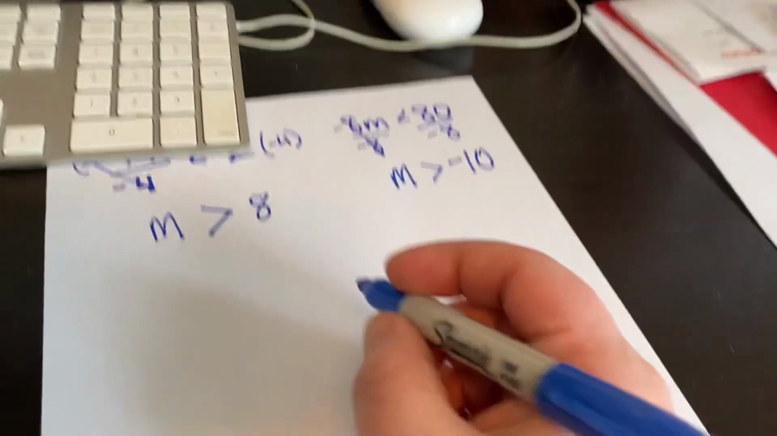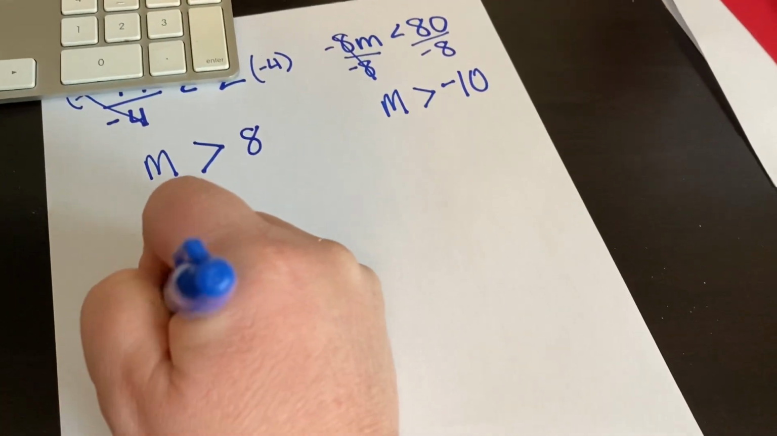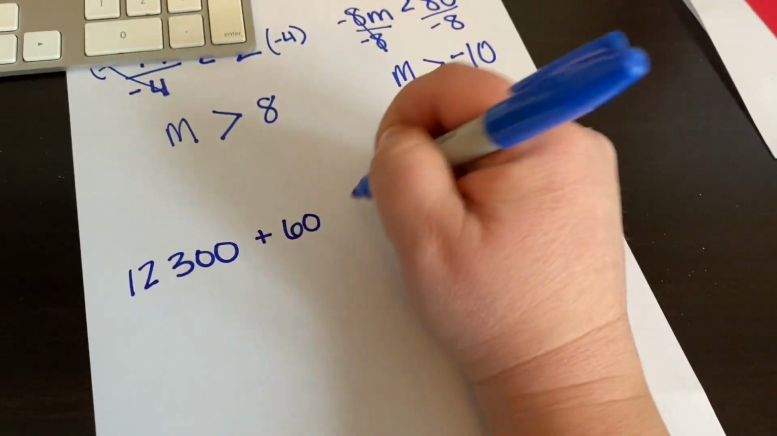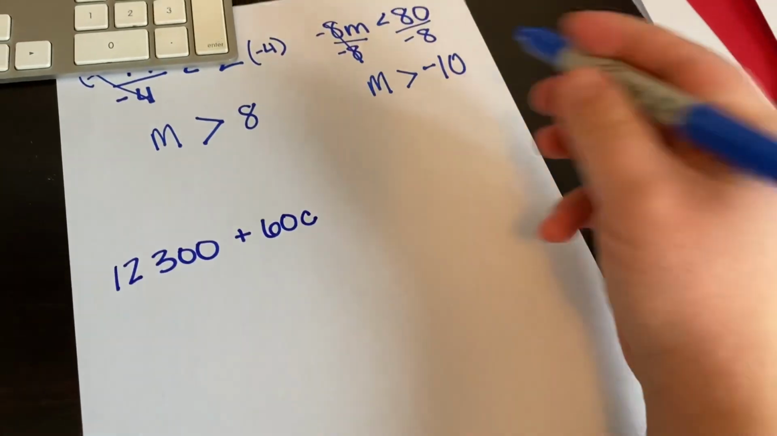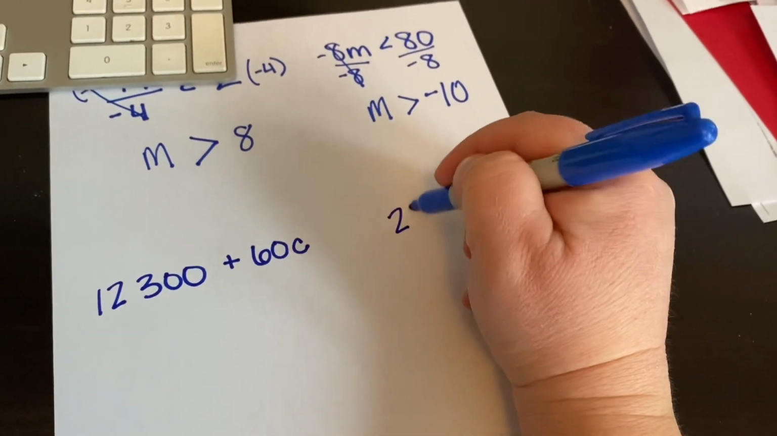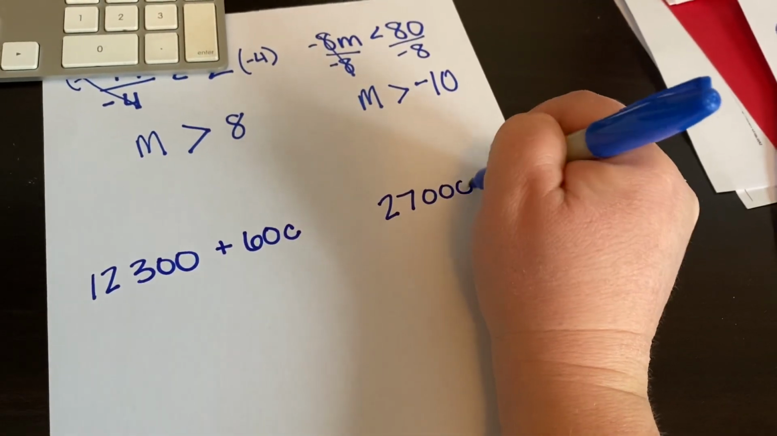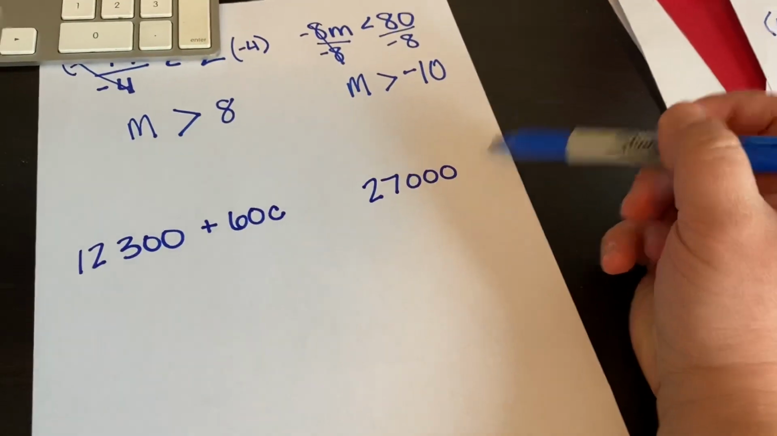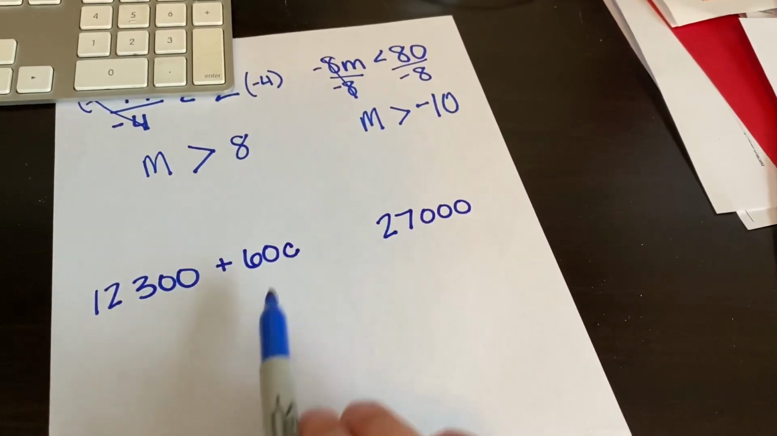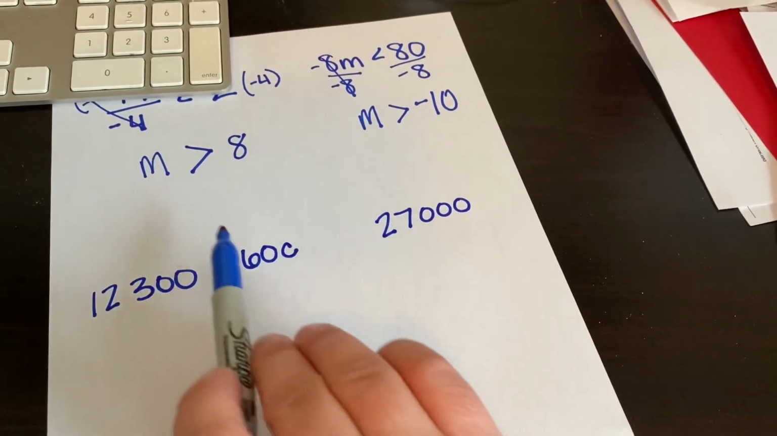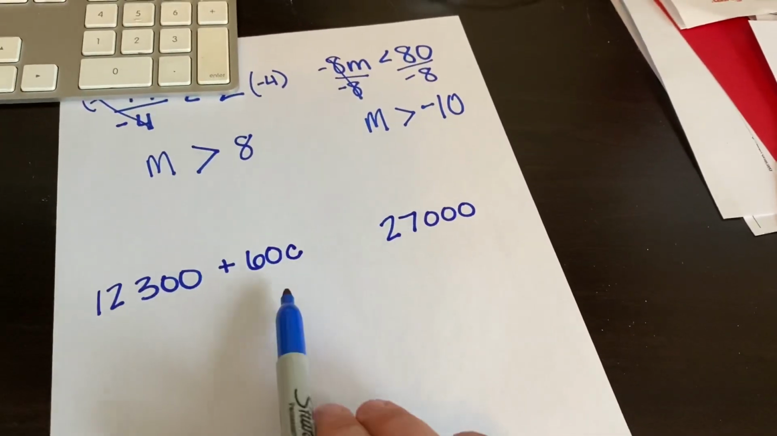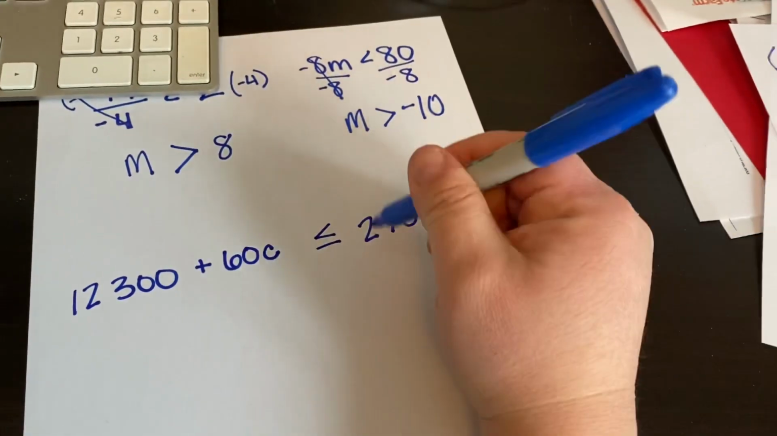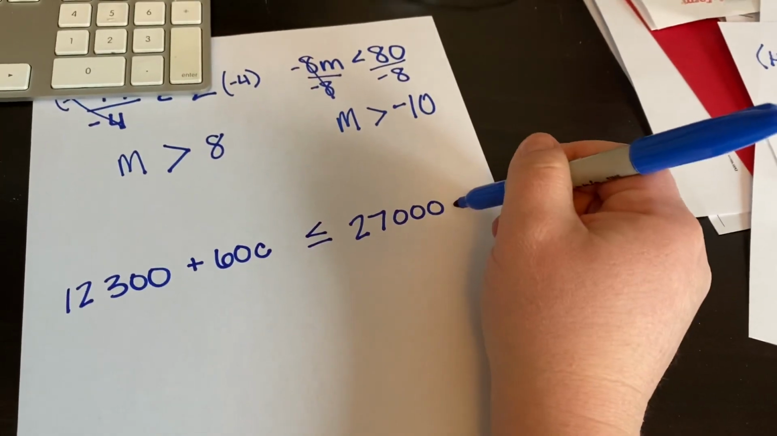So I'm going to do 12,300 plus the 60 kilograms per crate. And I'm going to compare that to my maximum, which is 27,000 kilograms. Okay. The amount that's in my shipping container has to be less than or equal to the maximum weight that it can hold.